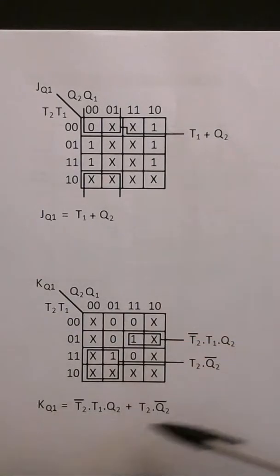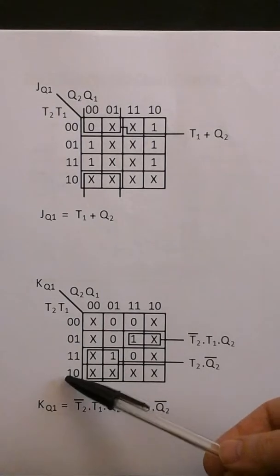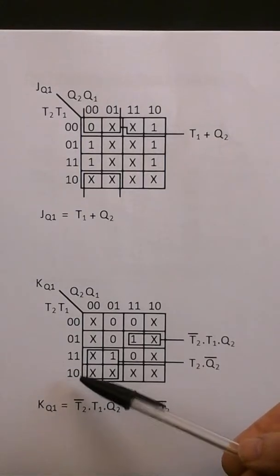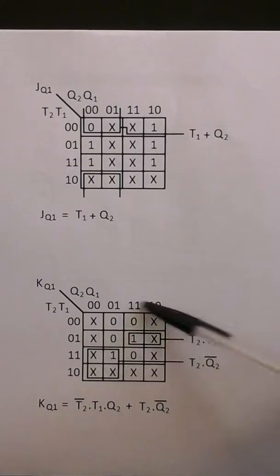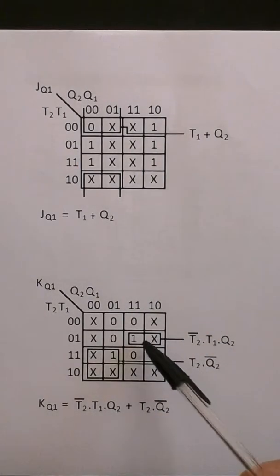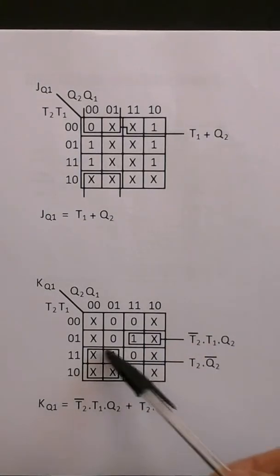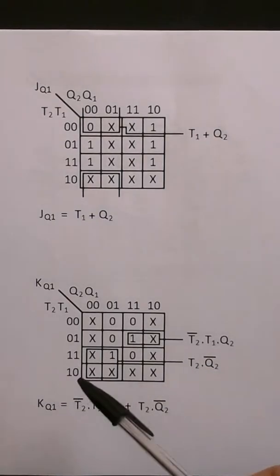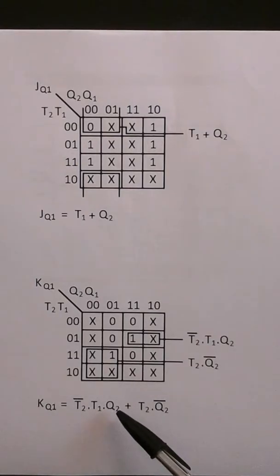Here we have the input for KQ1. Same deal here. T1 equals 1 and T2 equals 1 and T1 equals 0 is a can't happen state. So we're just dealing with these 12 coordinates of the map. And this loop here is not T2 and T1 and Q2. And this loop here is T2 and not Q2. So KQ1 equals T2, not T2 and T1 and Q2, or T2 and not Q2.